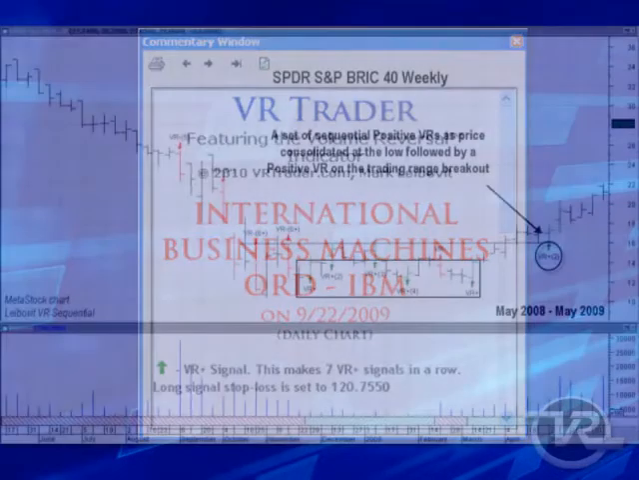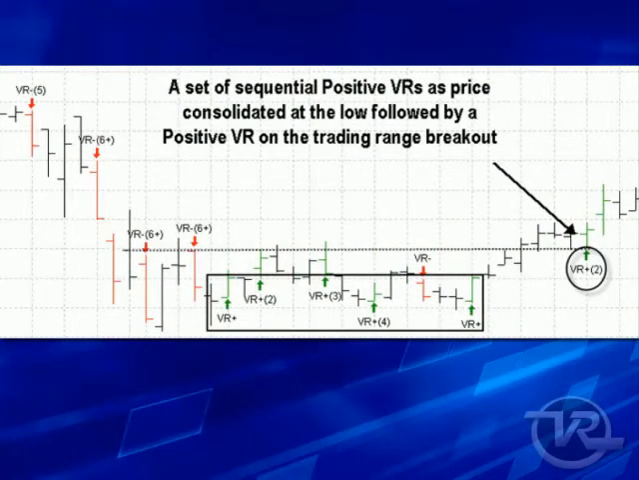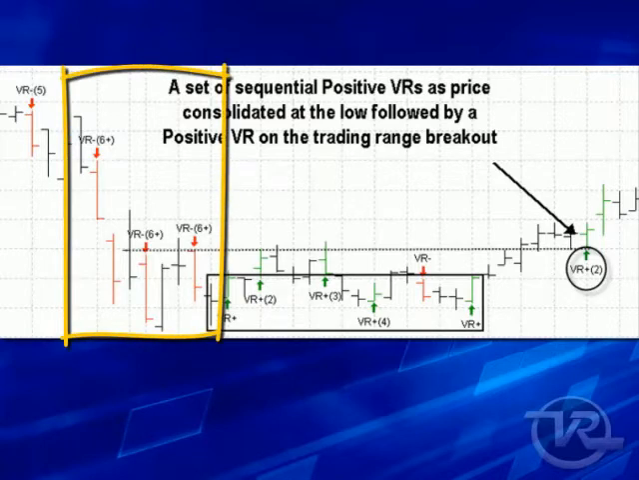In our next example of the Spider S&P Brick 40 weekly chart, you can see a set of sequential positive VRs as price consolidated at the low, followed by a positive VR and the trading range breakout. But more importantly, just to the left, you can see before that rectangle there was a VR 6 plus and another VR 6 plus labeled. That sequence is telling you that, again, there were more than 6 VRs, and it was displayed as a 6 plus twice because of limitations of MetaStock. So again, you have to look for the commentary once that number reaches 6 plus to know exactly how many VRs are occurring.